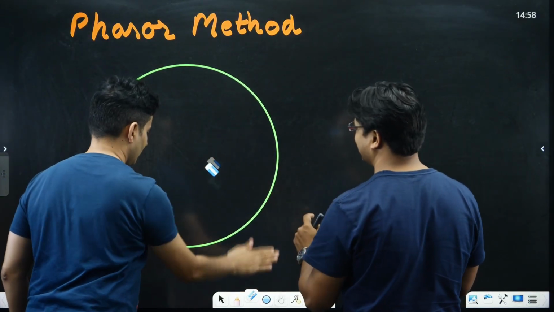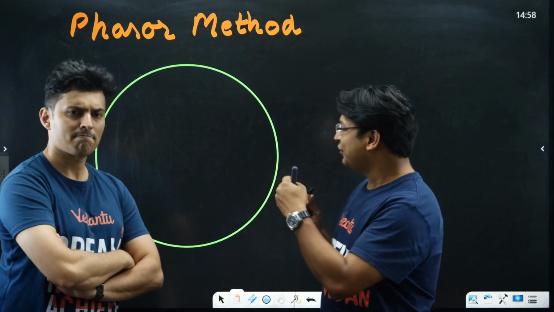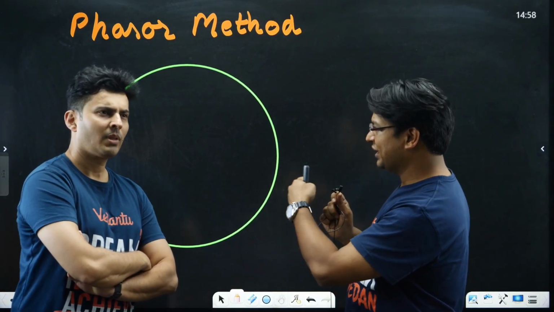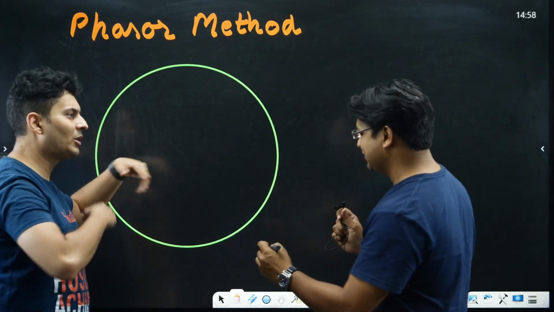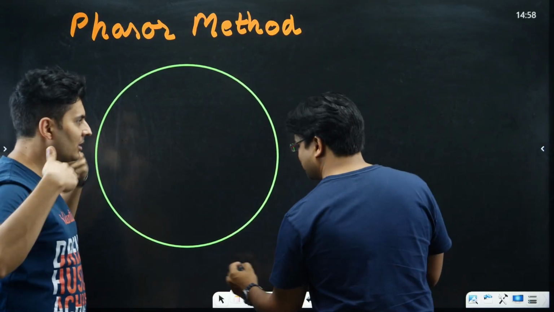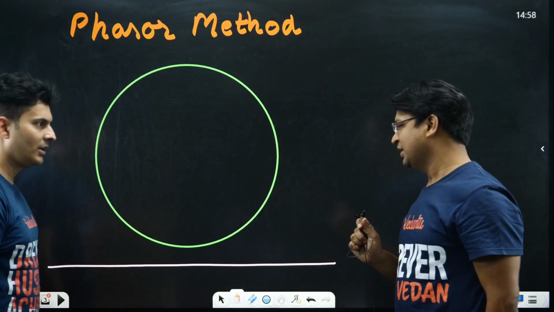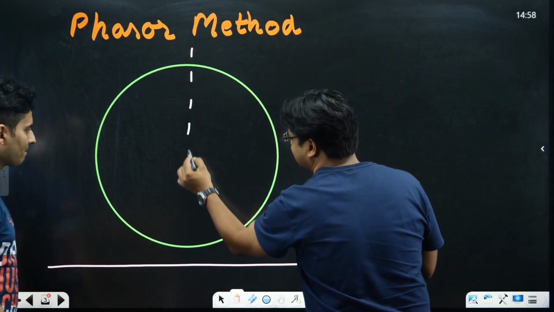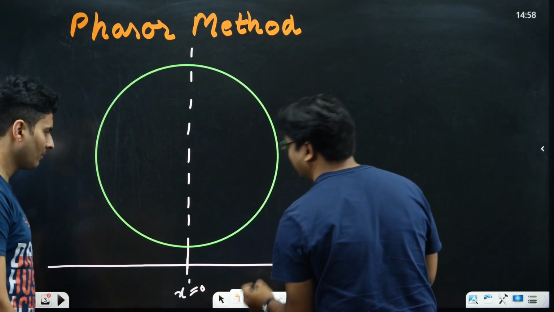Yes, sir. Okay, so now, sir, on which axis do you take the projection? Like on X axis? You can take X or Y, but I think X will be easy for them to visualize the motion. So let's say this is the ground, and the projection of the particle. The center of the circle will become the mean position. So this is, let's say, X equals 0.